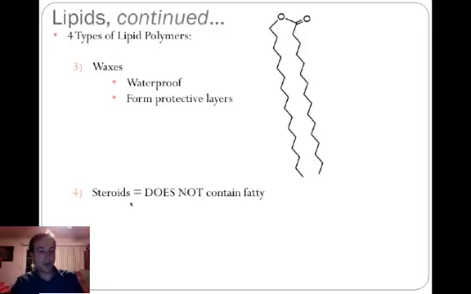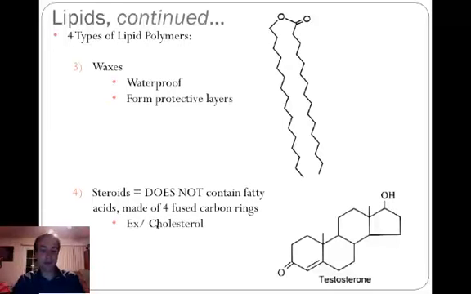The fourth and final category of lipids is known as a steroid. The big thing about steroids is that they don't actually contain the monomer. They don't contain fatty acids. Instead, they're made up of 4 fused carbon rings, something like this. 2 examples: cholesterol is the one you need to know, but also other steroids, things like testosterone. Notice there are 4 rings of carbon, all fused together. And again, steroids do not contain the monomer.